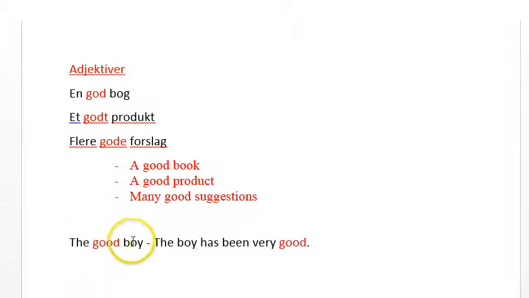If you write the good boy, once again, you're describing the boy. So it's an adjective. It's also true if the word good is a bit later on in the sentence. The boy has been very good. It's still an adjective. So adjectives describe things.